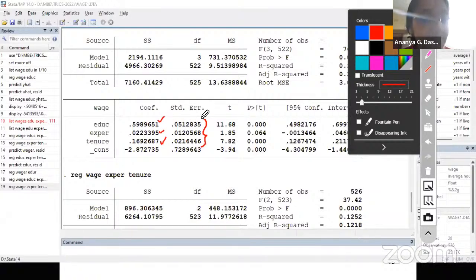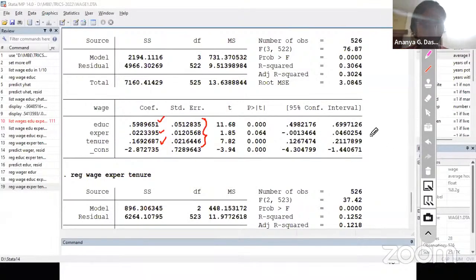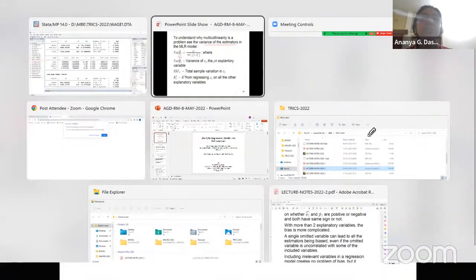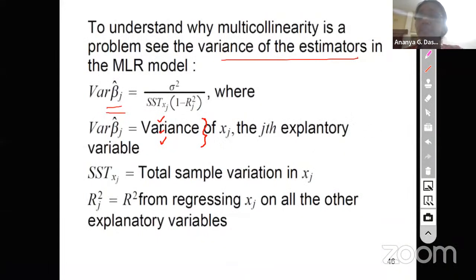How are these standard errors calculated? There's a formula for them, right? You have to calculate the variance, and then you have to take a square root of the variance. So the formula for that variance of your estimators is this one. Okay, in a multiple regression model, the formula for the variance is: the variance of beta hat j is sigma squared upon SSTxj times 1 minus R squared j. So what is variance of beta hat j? It's the variance of xj, which is your jth explanatory variable.